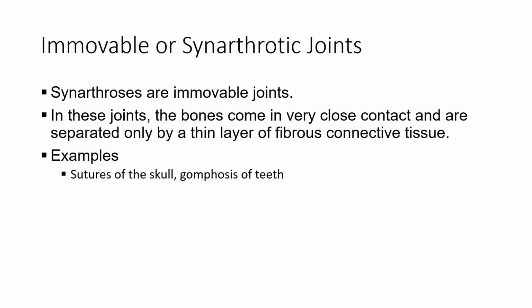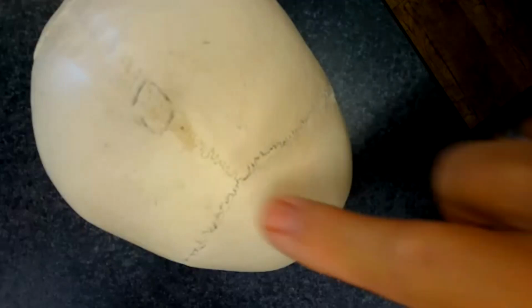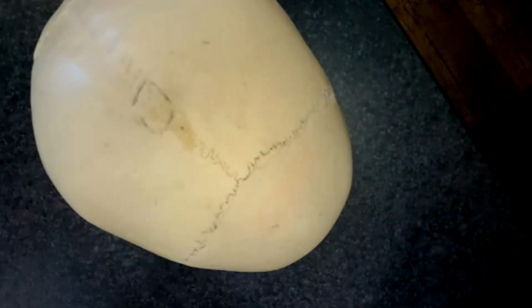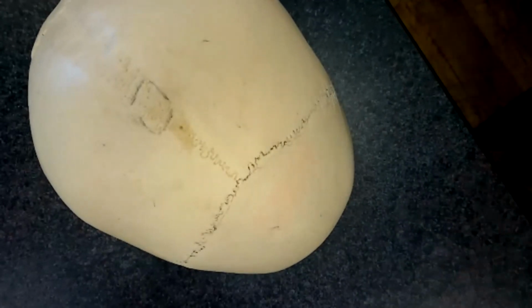So anyway, if you are an immovable joint, the bones are very, very close together. You see that on the skull, right here on our skull model. You can see how close together they are. You can see the suture lines right here. There we go. You can see they're jammed up next to each other. That's what we want. We don't want to have any kind of movement going on.